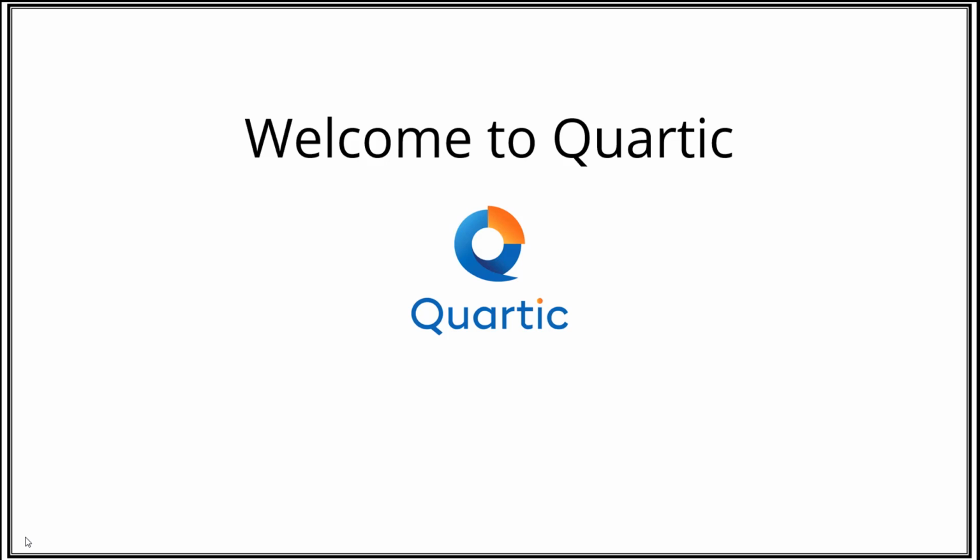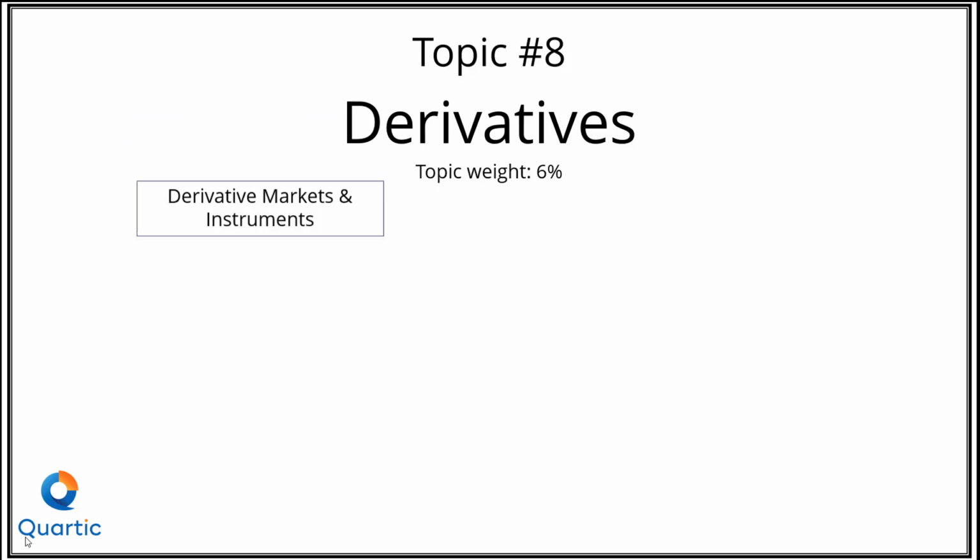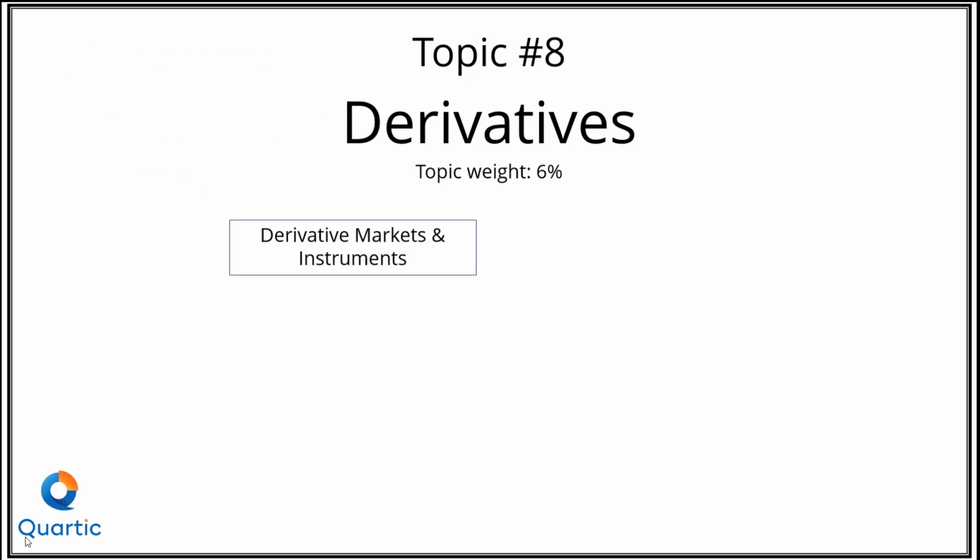This is episode 8 in our series, CFA Level 1, 10 Topics in 10 Weeks. The topic for this week, topic number 8, is derivatives, which accounts for 6% of the exam. Now this is a relatively short topic as there are only 2 readings. The first is derivatives markets and instruments.